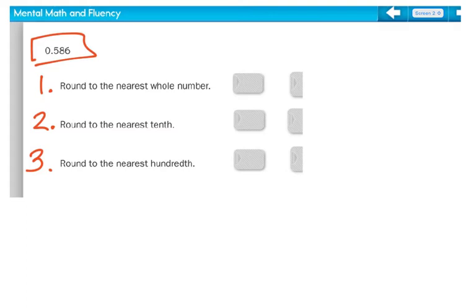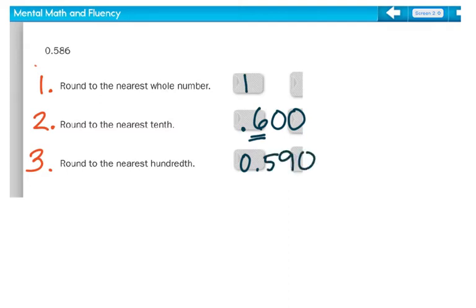All right, number 1, it is closer to the whole number 1. Here's the ones place, 5 or more, raise the score, 4 or less, let it rest. Number 2, rounded to the nearest tenth would be 6/10. Again, I can put zeros behind it, doesn't change the value. Rounded to the nearest hundredth would be 59 hundredths, or 590 thousandths.